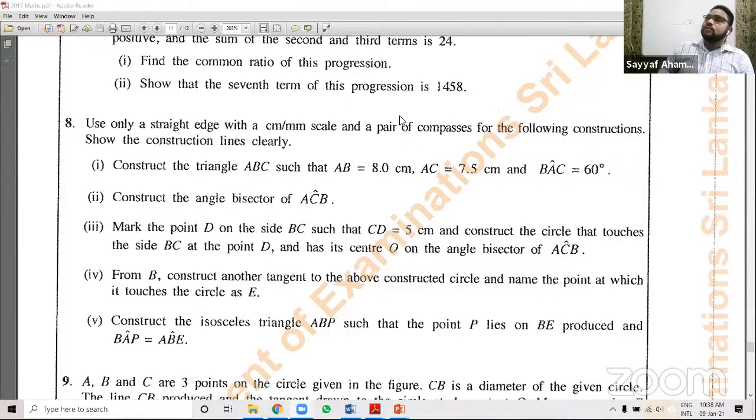So if they say to touch 3 points, or if it is 3 vertices, then you know it is your circumcircle. If it is touching the 3 interior sides, then they say this is the interior, or incircle, and then you need to have 2 angle bisectors. Same way, if it is an excircle, then they will say touching one side from outside of the triangle, then that is the excircle. So that is the way the constructions are tested.